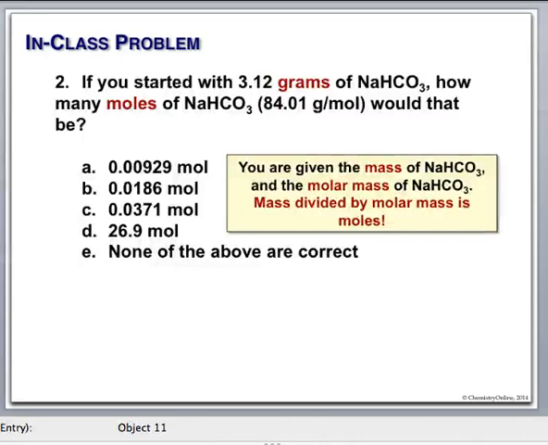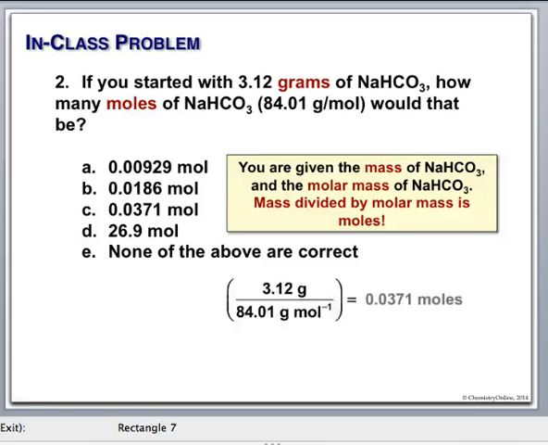Now, in this problem, you were given a mass and a molar mass, and really all you have to do is a simple division. 3.12 grams divided by 84 grams per mole. Grams would cancel, and you would get 0.0371 moles.